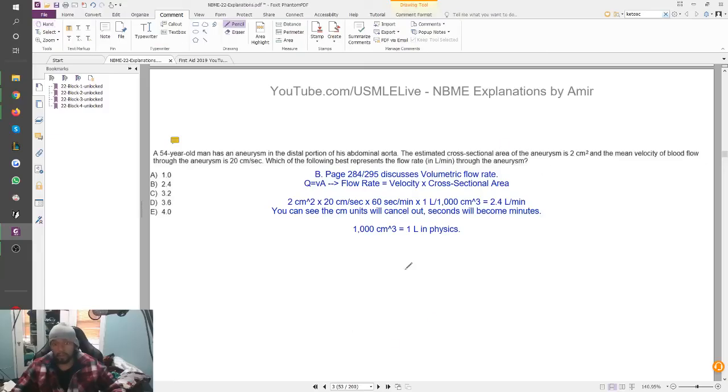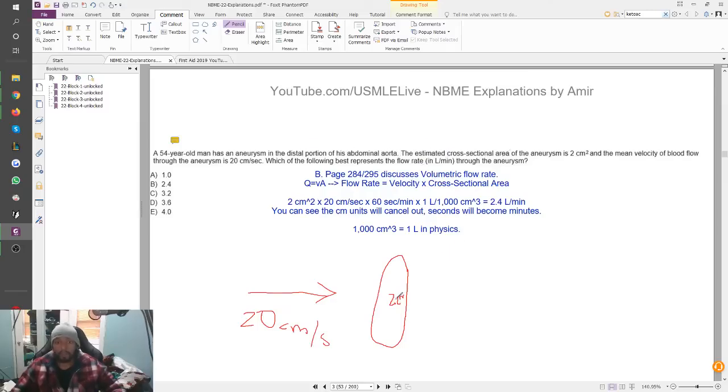They tell you that the cross-sectional area of the lumen is 2 centimeters squared. And the mean velocity of blood flow through the aneurysm is 20 centimeters per second. Which of the following best represents the flow rate in liters per minute through the aneurysm?